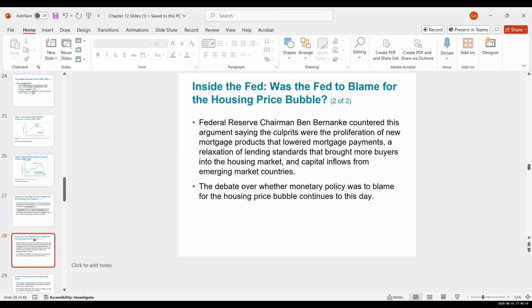But the Fed chair, Ben Bernanke, argued that Wall Street banks were to blame, because they were the ones who came up with new financial products that were unregulated by the government. So people are placing blame left and right. The debate over whether monetary policy, the Federal Reserve, Congress, the lack of regulation, or Wall Street is to blame continues up to today.